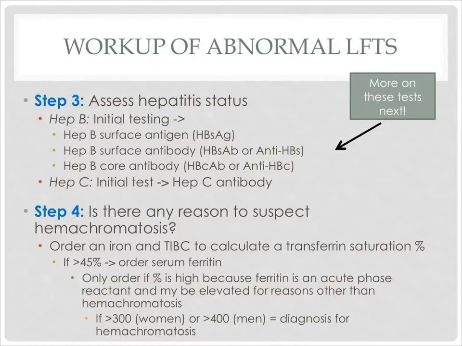then you have enough to make the diagnosis of hemochromatosis. So let me go back and review that. If you're thinking the patient has hemochromatosis, you're going to order an iron and a TIBC, and you're going to calculate the transferrin saturation. If that's greater than 45, then you order the serum ferritin. If the serum ferritin is greater than 300 in a female or greater than 400 in a male, then you've met the diagnostic criteria for hemochromatosis.